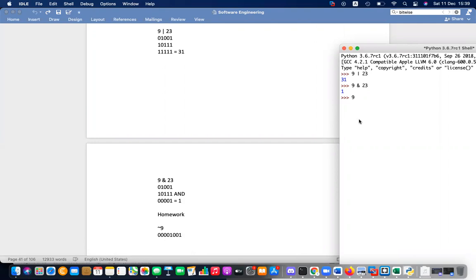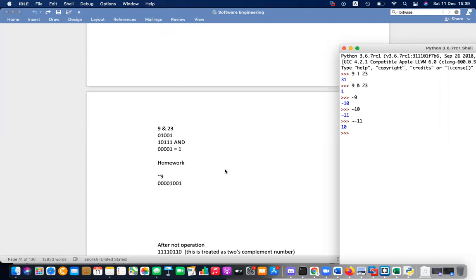Then I said NOT 9 is minus 10, and NOT 10 is, sorry, NOT 10 is minus 11. NOT minus 11 is 10. How did this happen? That is what I asked you to investigate, right?